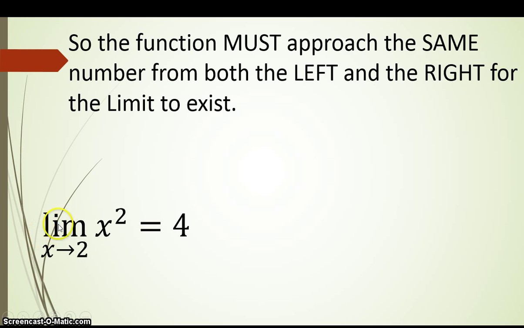So our limit, this is what it looks like. You're going to see a lot of this. The limit as x approaches 2 of x squared equals 4. And the reason I know that it equals 4 is the number from the left we just saw approaches 4. The number from the right approaches 4. So because from both sides it approaches 4, the answer is 4.